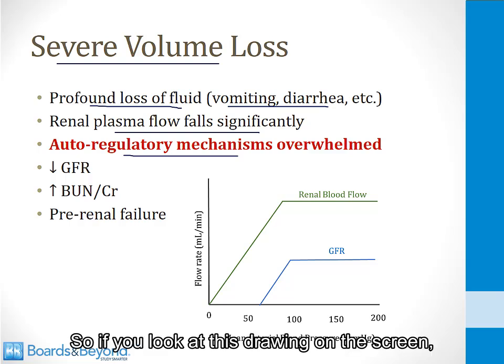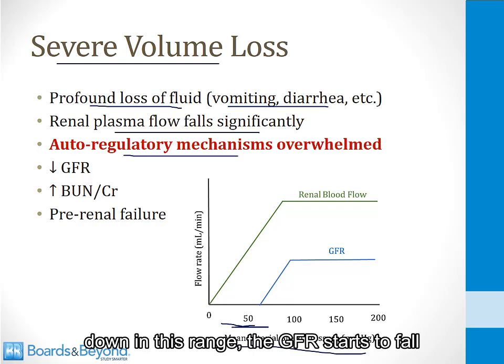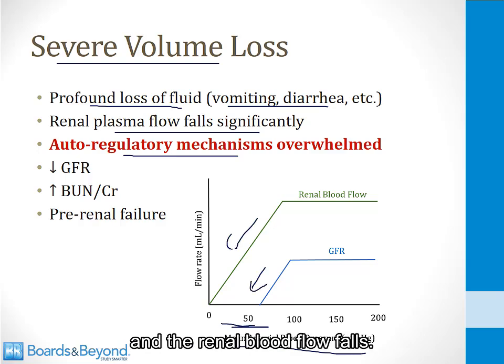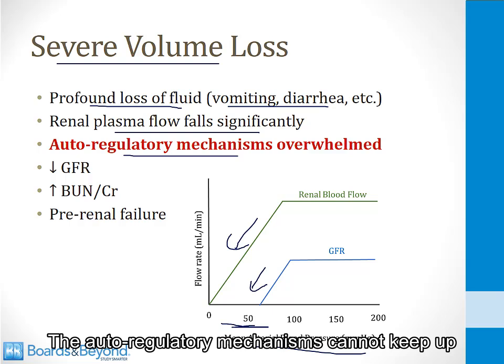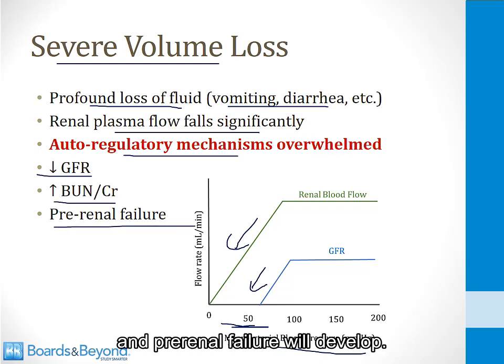hemorrhagic shock. So if you look at this drawing on the screen, when the mean arterial pressure gets very low, down in this range, the GFR starts to fall and the renal blood flow falls. The autoregulatory mechanisms cannot keep up at these low pressures. So in this situation, the GFR will fall, BUN and creatinine will rise, and pre-renal failure will develop.